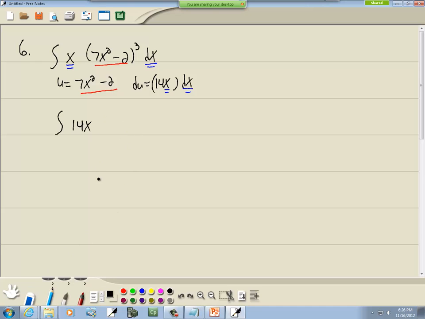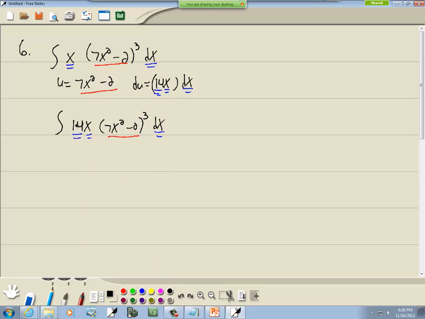Try it again. Okay, that looks better. We needed 14x and dx. Now we have 14, we have x, and we have dx. They don't have to be right next to each other. So we have all three of them.